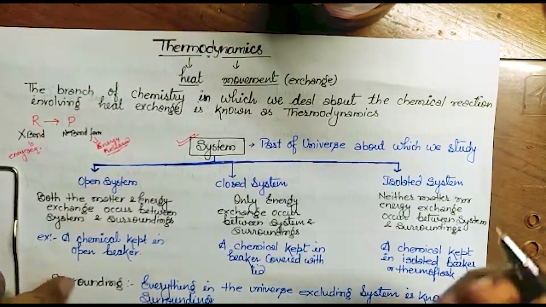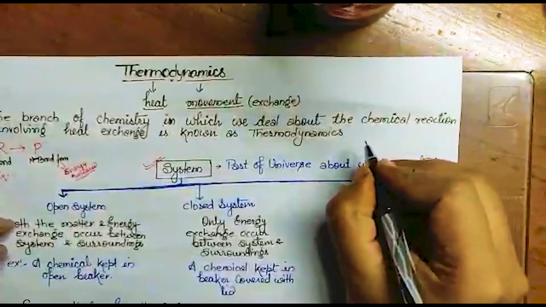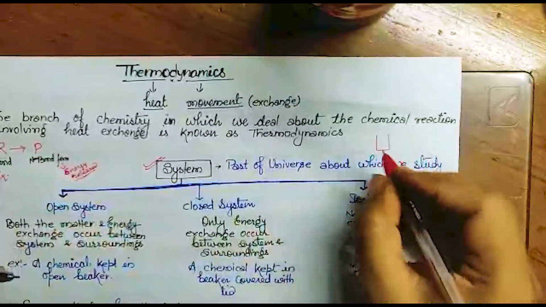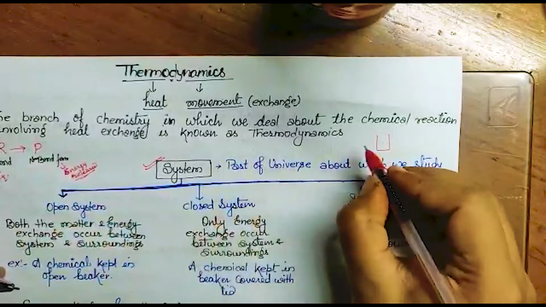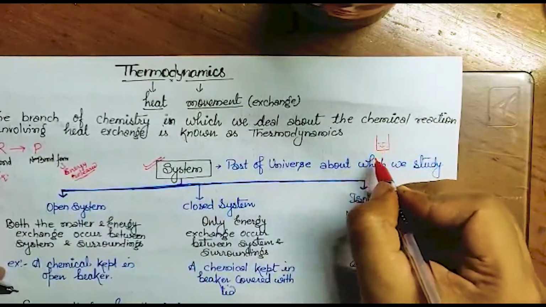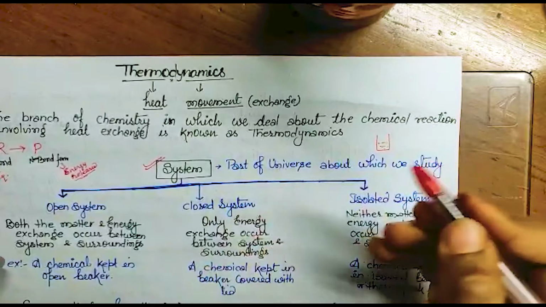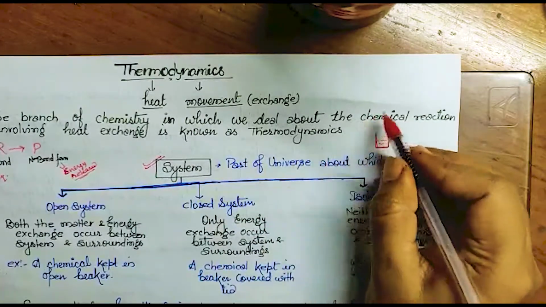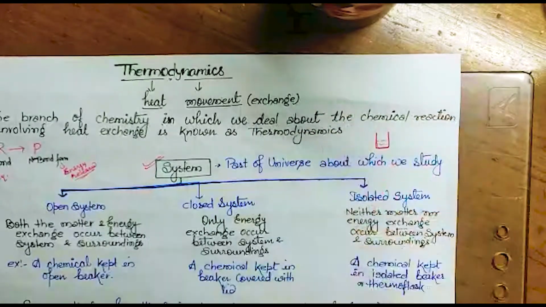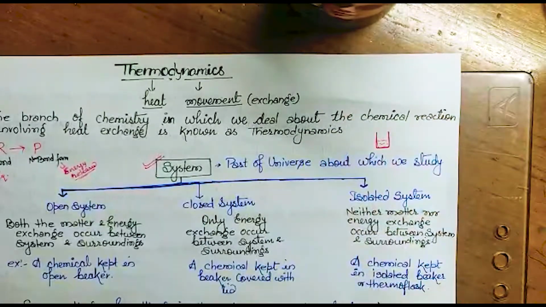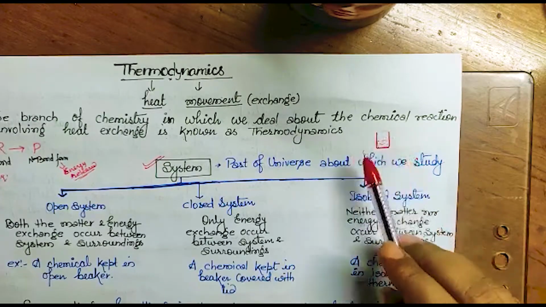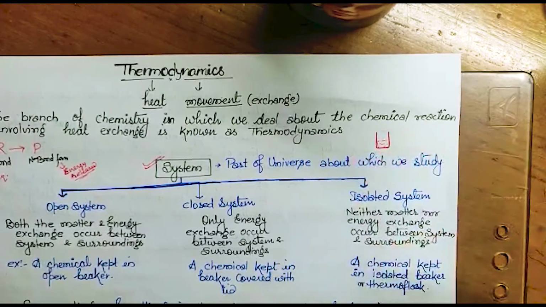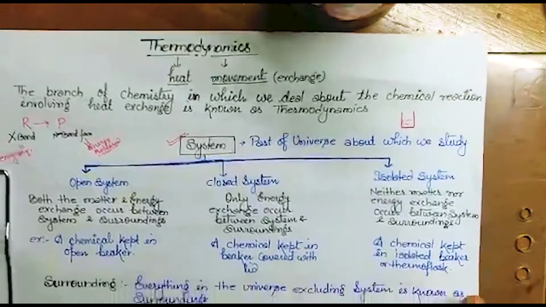Surrounding. Suppose I have this beaker and I have kept a chemical in it, and I am going to study this chemical reaction. So this beaker is the only system for me, and all the things around it, like me, you, the air present around, the room, the chemistry lab where we are performing this experiment, that is the surrounding for us. Clear? So let's start with the system.